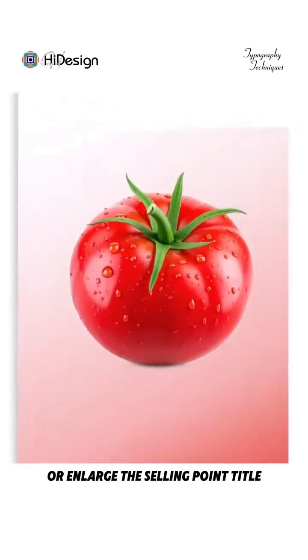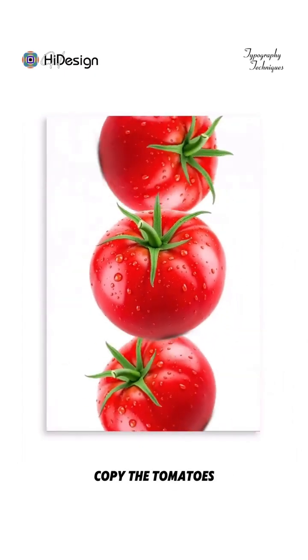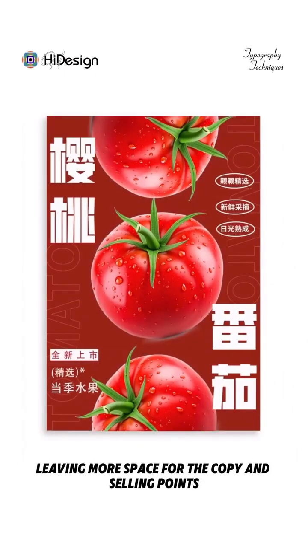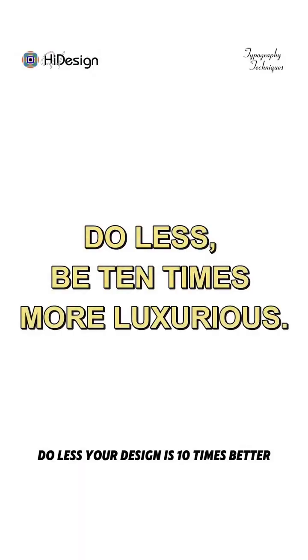Or enlarge the selling point title and place it among the tomatoes, fixing the issue where older women can't read the small text. Vertically copy the tomatoes, leaving more space for the copy and selling points. Selling it to you now for $10. Not too much, right? Do less, your design is 10 times better.